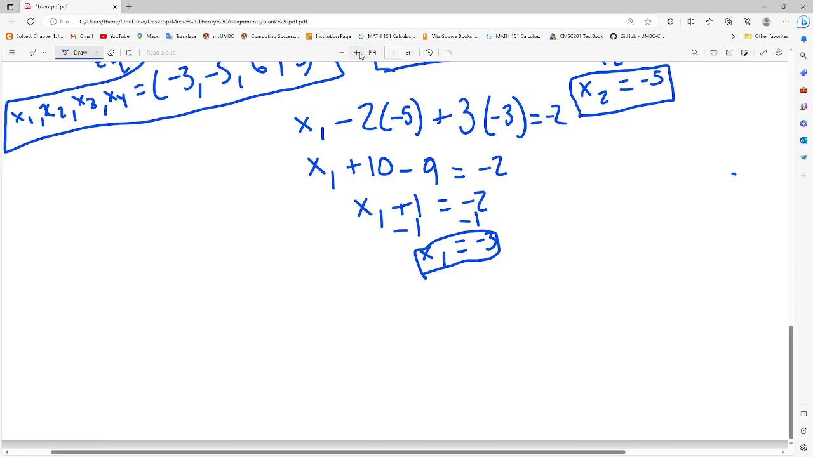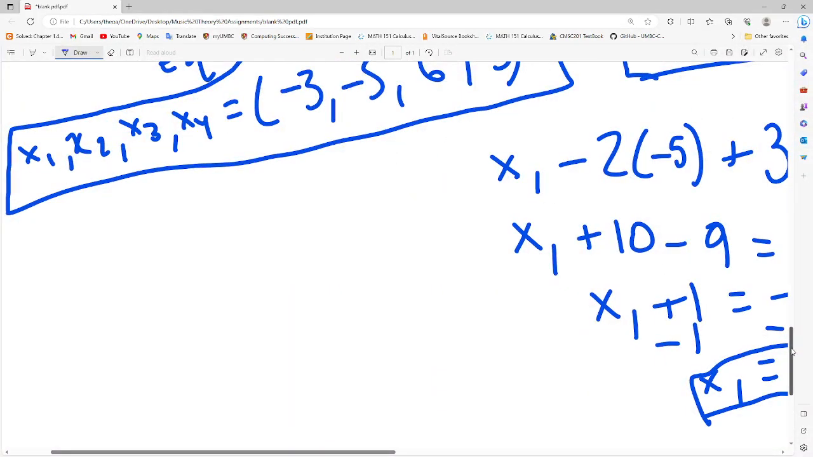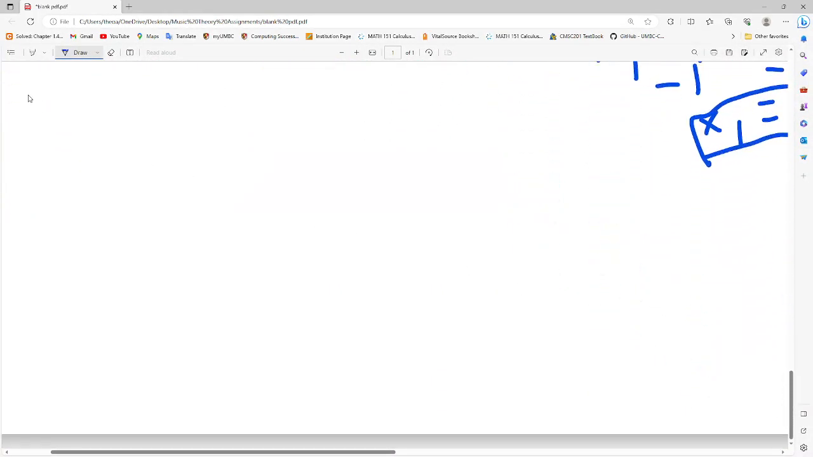Kind of running out of room here, so let me see if I can zoom in a little more. This is going to be kind of small, I think. Oh well.